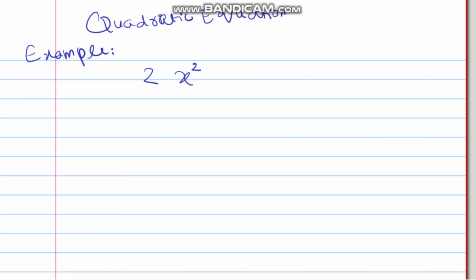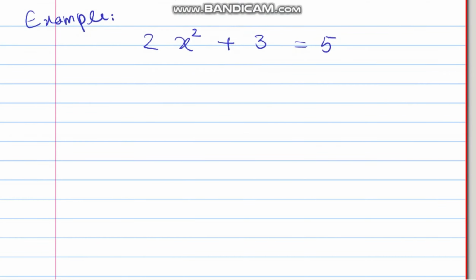2x power 2, plus 5, plus 3 is equal to 5. This is our equation. But if someone asks you what is the type of this equation, basically this is the quadratic equation because the variable is x here and the power is 2.